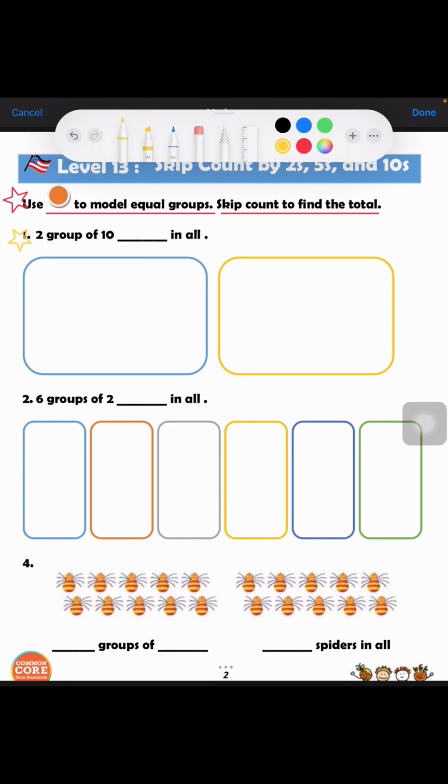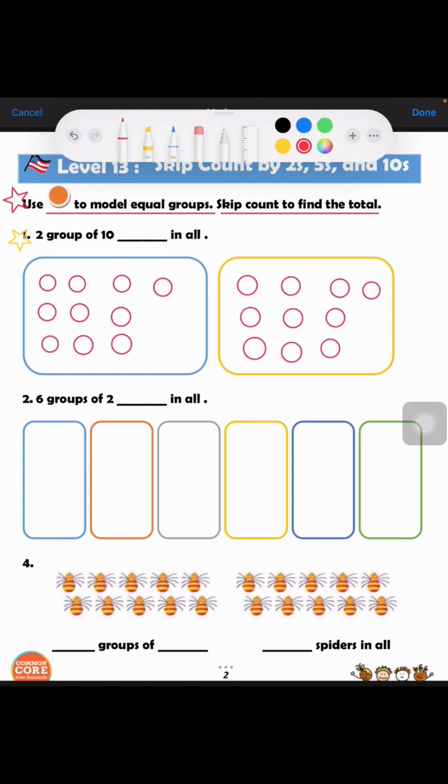Okay, question 1, we need to find 2 groups of 10. So here, on the left, we put 10 circles in one group, and on the right, we put 10 circles in one group. So now, how many circles are there in all? We can use skip counting by 10. 10, 20. 2 groups of 10 is 20.